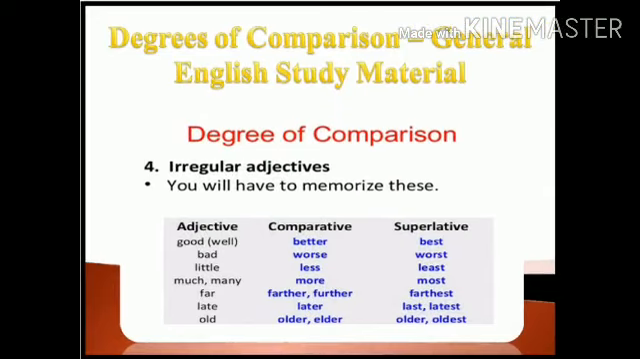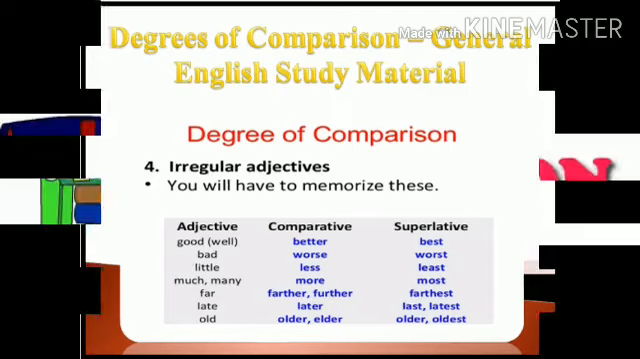There are a few adjectives which don't follow any rule. New words are used to make their comparative and superlative degrees. For example, good. Comparative degree is better and superlative degree is best. Same way, bad. Comparative and superlative degrees are worse, worst.